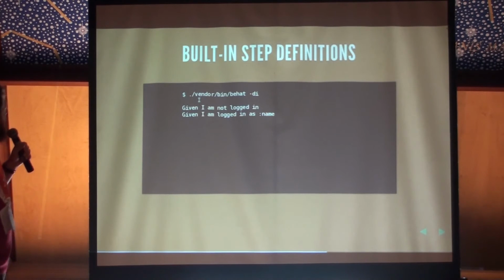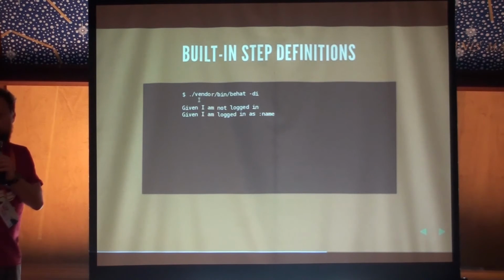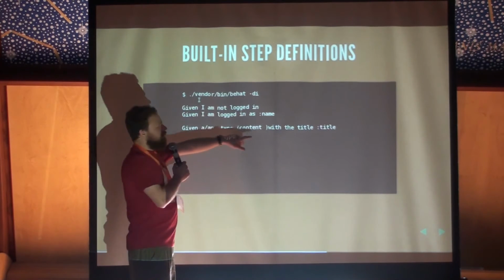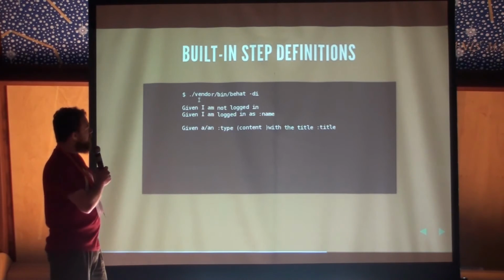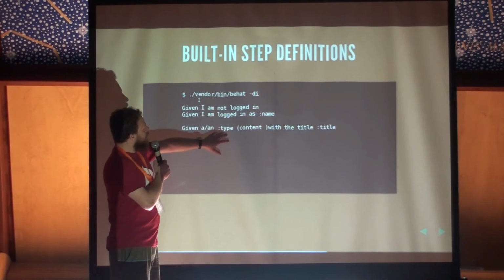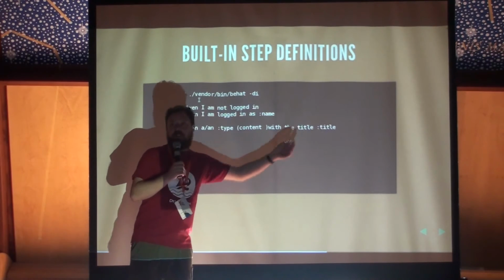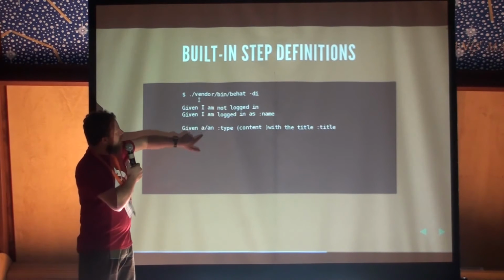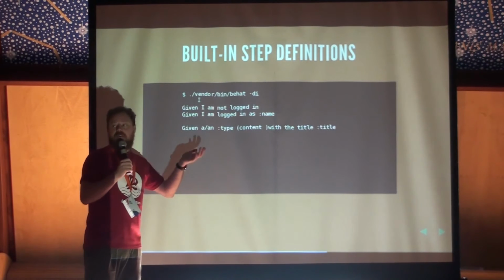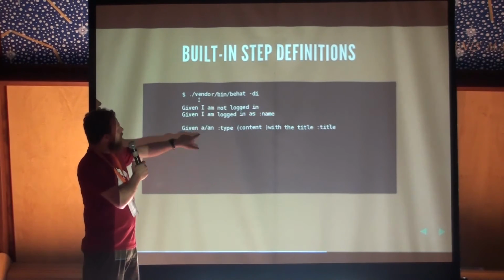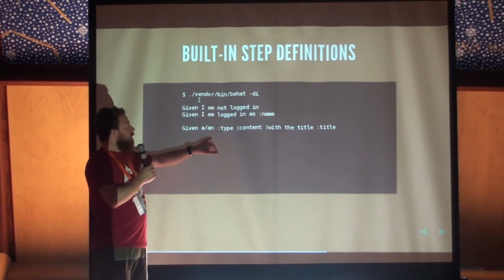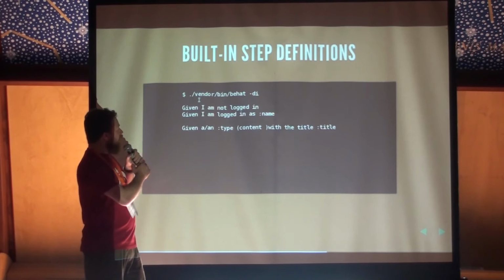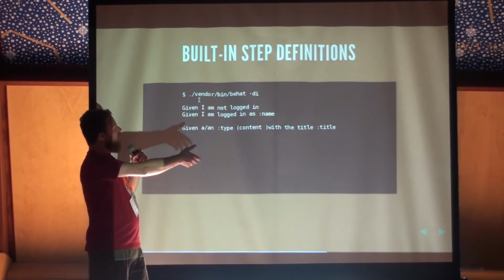And then you will see things such as given I am not logged in, or given I am logged in as a certain username, or given an article content with the title, which might seem like gibberish, but given we have an article content with this certain title, this will actually create an article with this title for us if you're using the Drupal extension. And this slash means that, okay, depending on if we have an article or a page, then the human readable text you would say given a page or given an article. So this just says you can use either this or the other, and then the content part is optional. So you could write given an article with the title, or given a page content with the title.